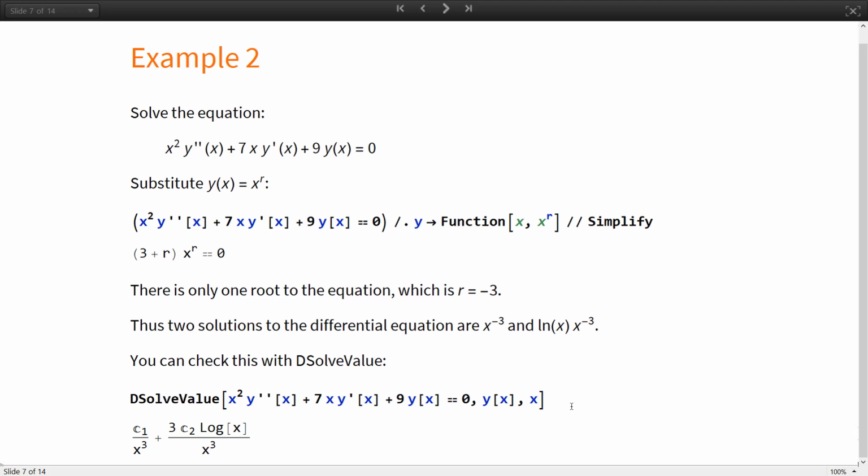This result can be checked with DSolve. The general result is seen to be a linear combination of the first solution we found, x to the minus 3, and the second solution we found, natural log of x times x to the minus 3.